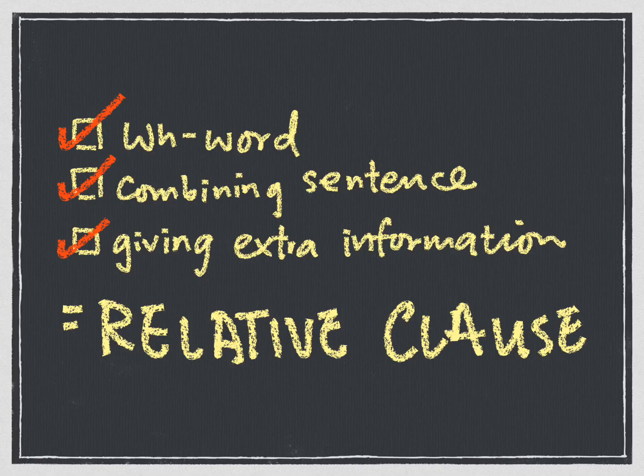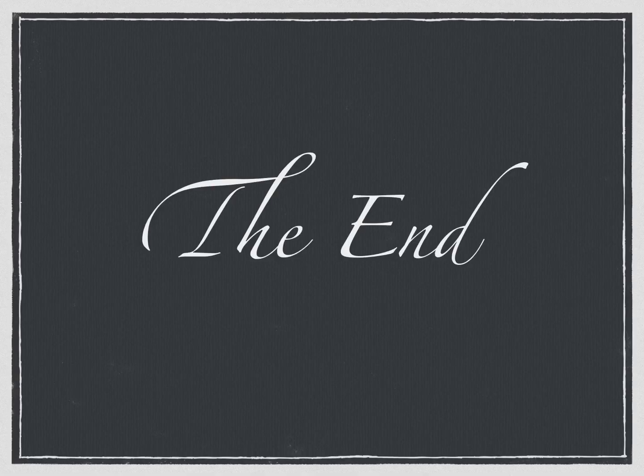So remember this checklist. If you see a WH word combining two sentences into one, giving extra information, that is a relative clause. So that's it. I hope after watching this video, you will be able to at least identify a relative clause from sentences or paragraphs. And this is all you need to do after watching this video.